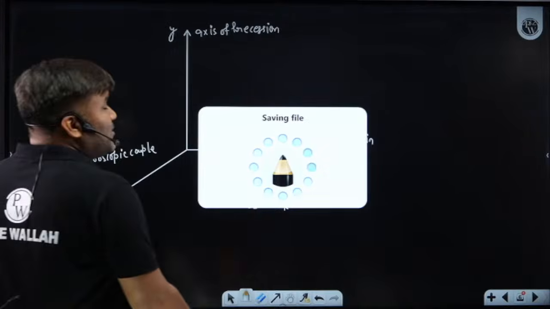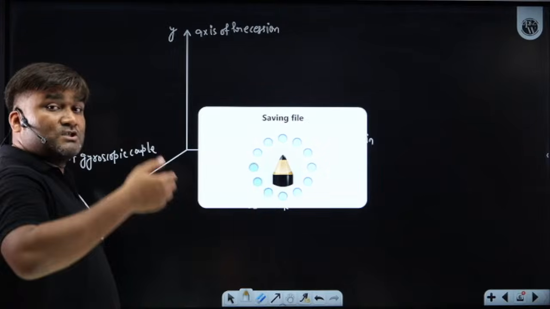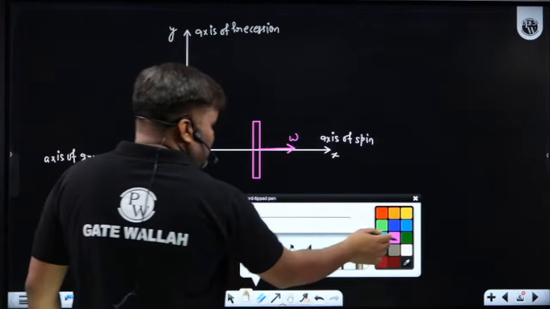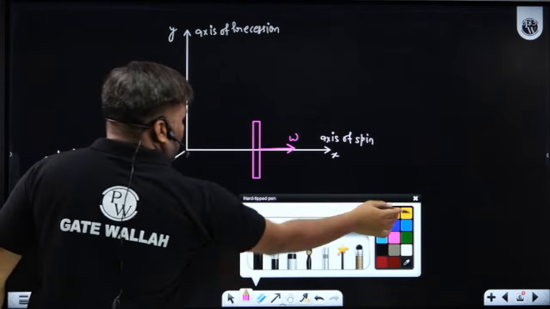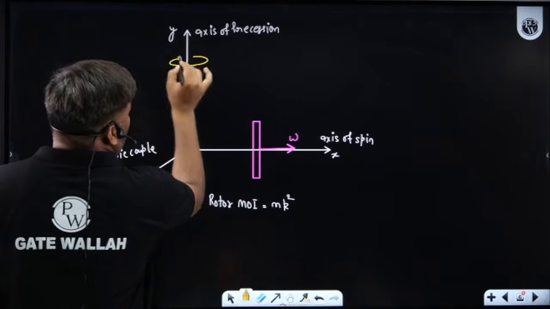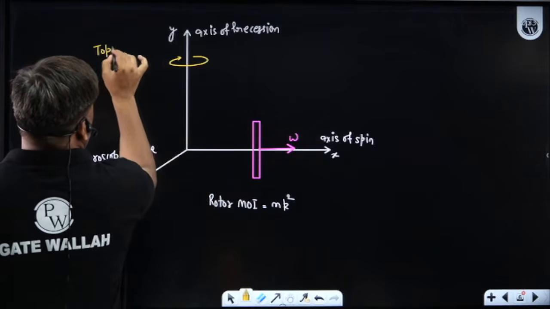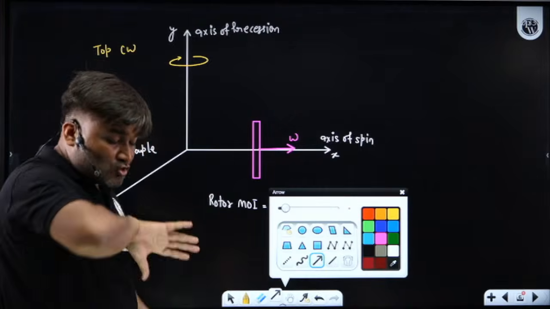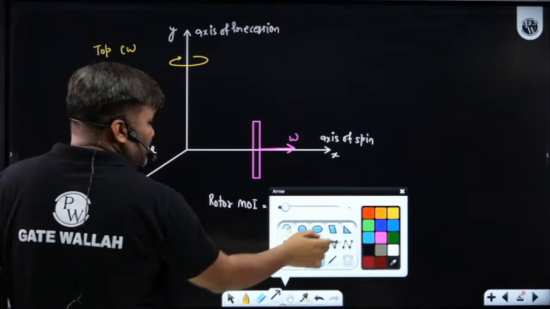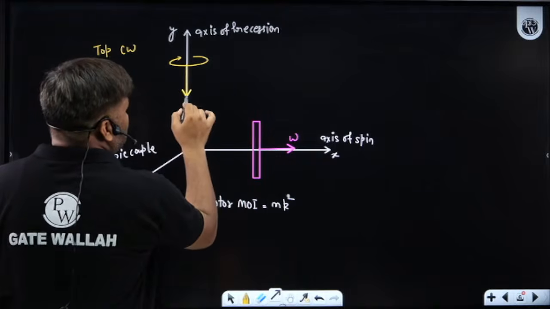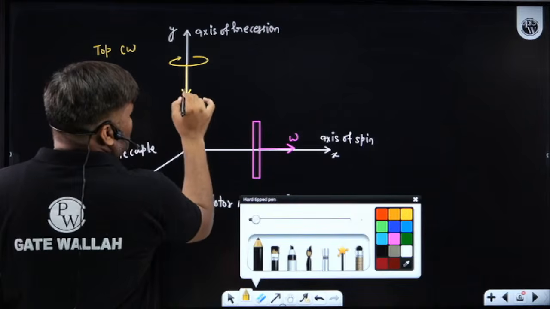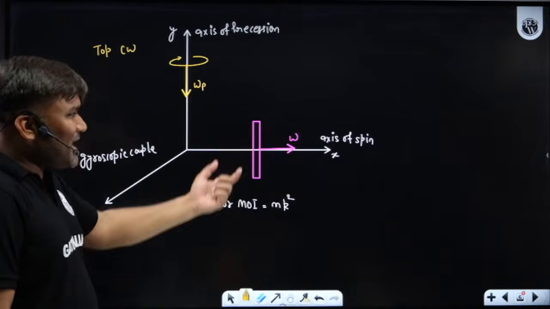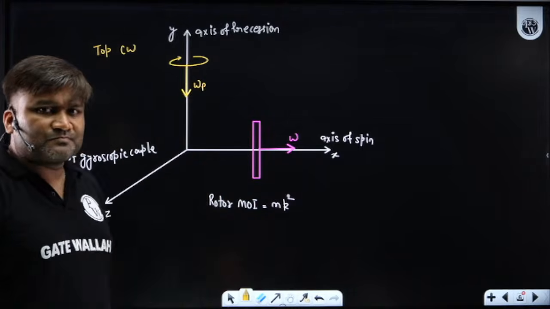What was the omega p? Omega p ko I have said from the top it was looking like clockwise. So let me write omega p from top, it was clockwise. Vector के फॉर्म में if I show, it will be a vector in the downward direction. You will be having a vector like this. Any one only you have to show. This is your omega p, the precession speed, the speed at which the axis of spin is going to have rotation.